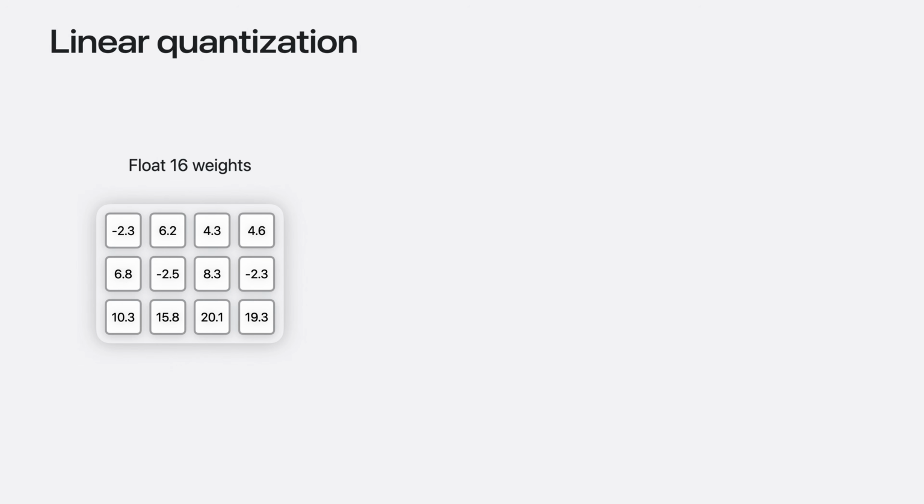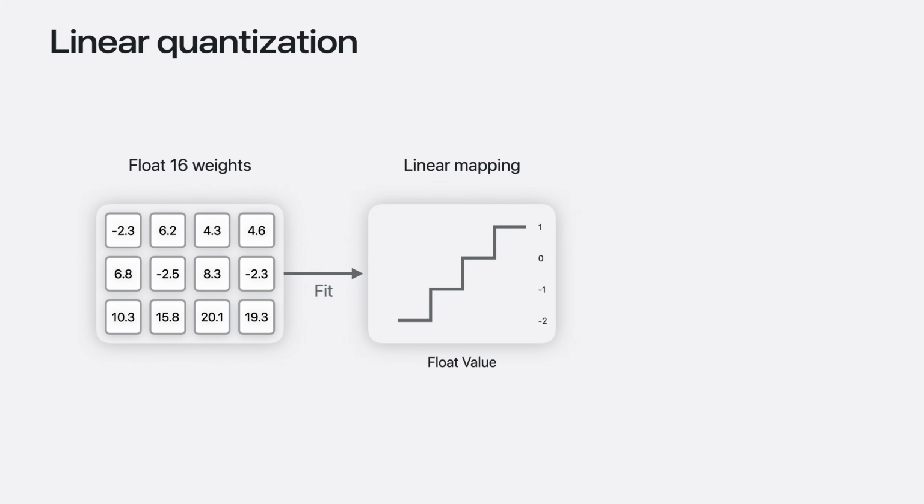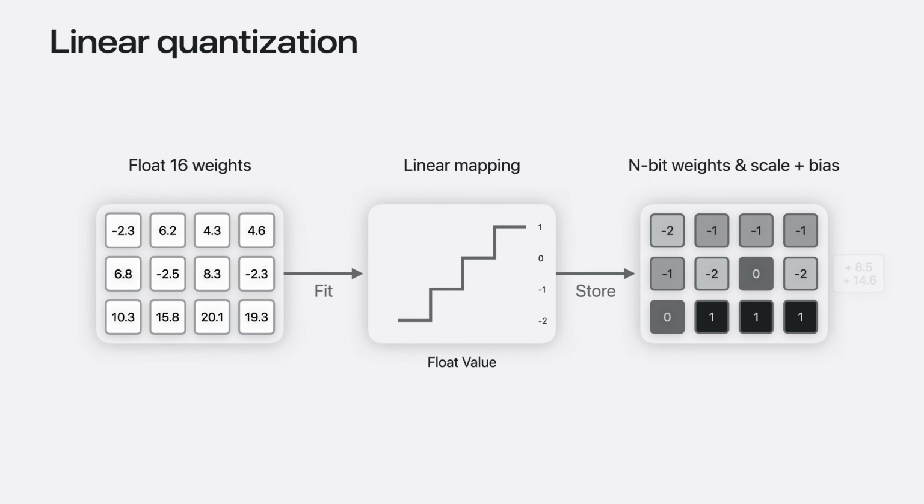The second technique is called quantization. To perform quantization, you take the float weight values and linearly map them into the integer range. The integer weights are stored, along with a pair of scale and bias, known as quantization parameters, which later can be used to map the integers back to float.